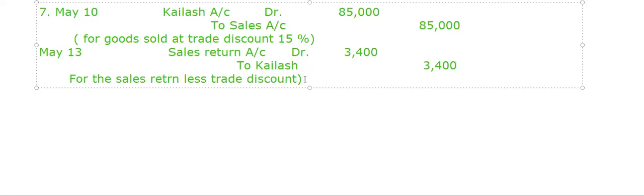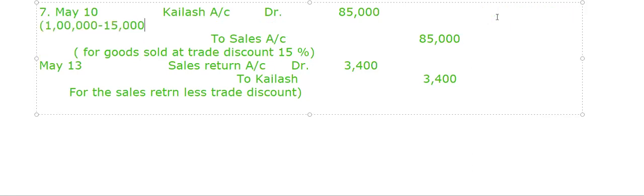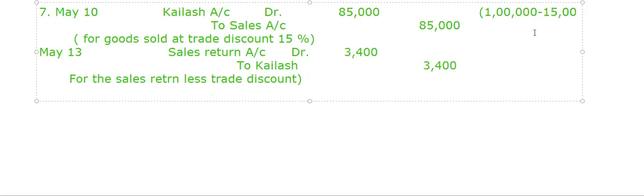Now we have put the first entry with the amount of 85,000. And how do we get the 85,000? I'm just showing here in brackets to let you know how the amount is to be calculated. 85,000: the total amount is 1 lakh minus 15%, that is 15,000. One lakh minus 15,000. In this way, you can calculate the amount of 85,000.